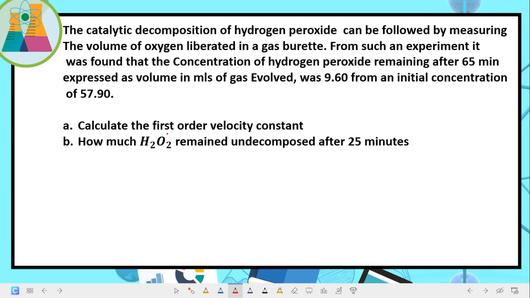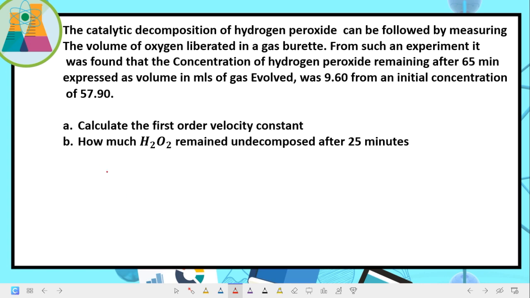Now the question says that the catalytic decomposition of hydrogen peroxide can be followed by measuring the volume liberated in a gas burette. From such an experiment, it was found that the concentration of hydrogen peroxide remaining after 65 minutes, expressed as volume in milliliters of gas evolved, was 9.60 from an initial concentration of 57.90.